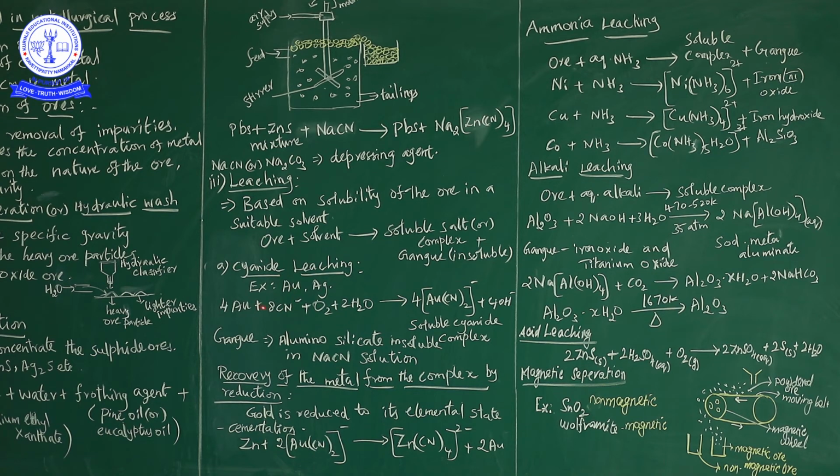So in the cyanide leaching, we obtain the soluble aurocyanide complex. From that aurocyanide complex, we recover the metal only. That means we recover the gold only. So gold is reduced to its elemental state. The process is known as cementation by treating with zinc. Zinc is a more electropositive metal than gold, so gold is replaced by zinc. We get the gold in its elemental state, in zero oxidation state.